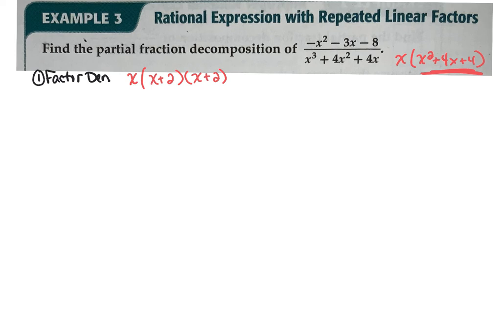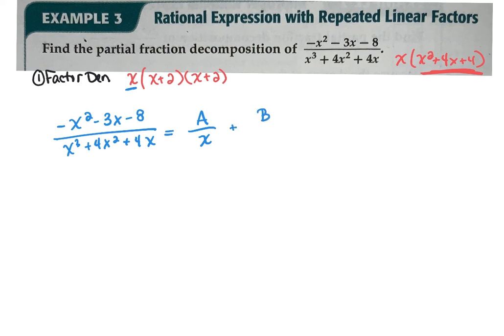So this original, negative x squared minus 3x minus 8 over this guy, x cubed plus 4x squared plus 4x, is going to equal some number over x, okay? That's my first factor, right? Some number over my x plus 2, that's my second factor, all right? And then I have a c. When you have repeated factors, you use it to every degree. So this was x plus 2 to the first, basically, right? So then this is going to be over x plus 2 squared.